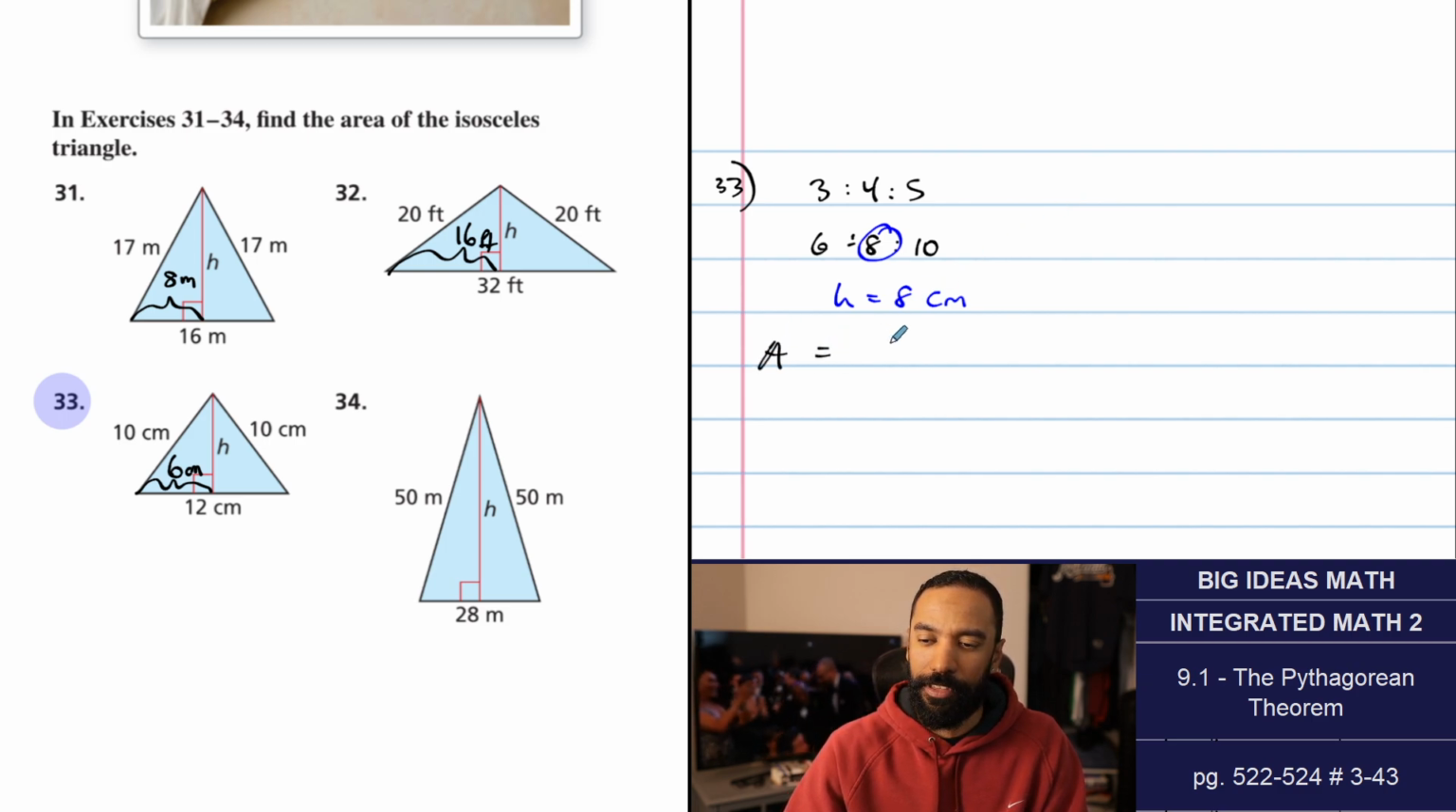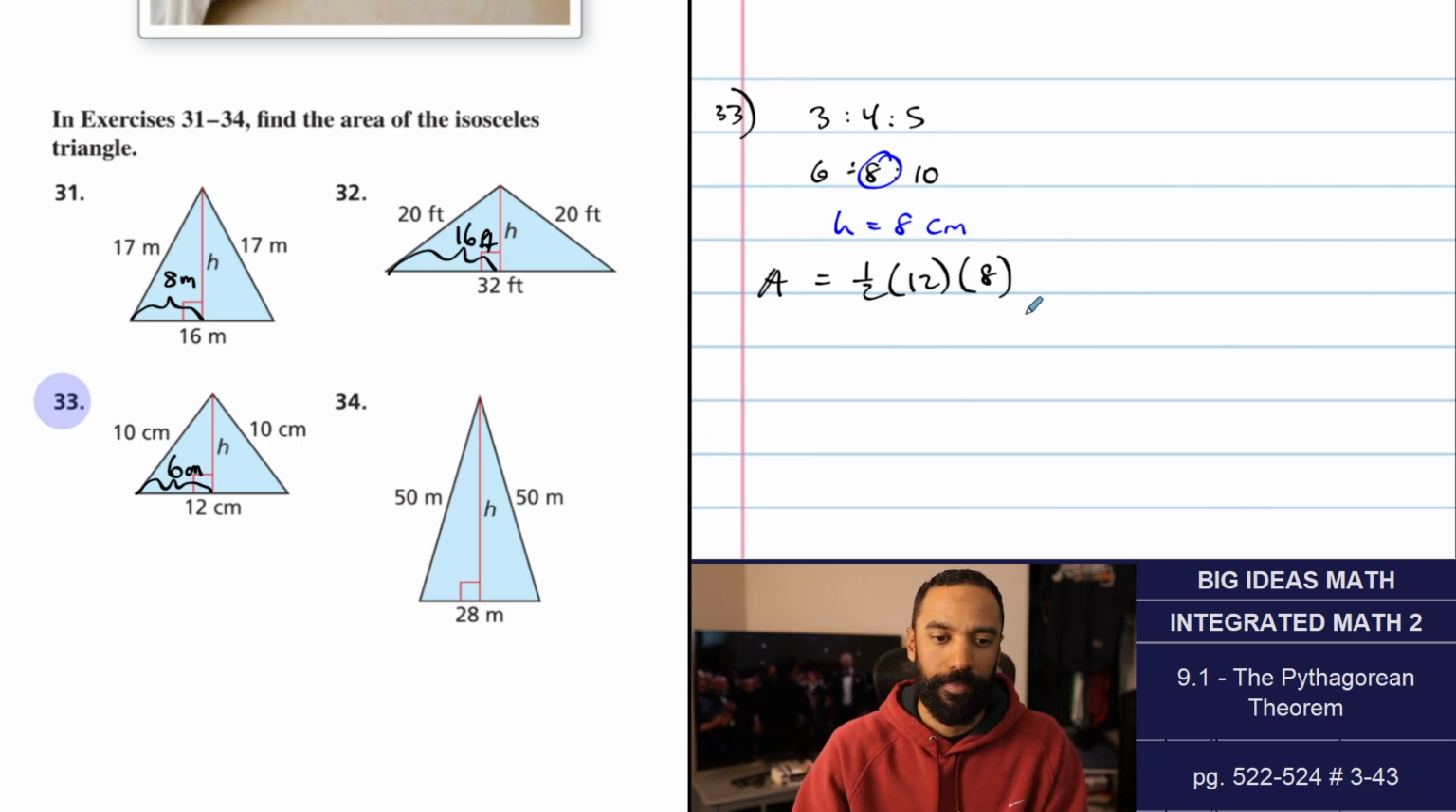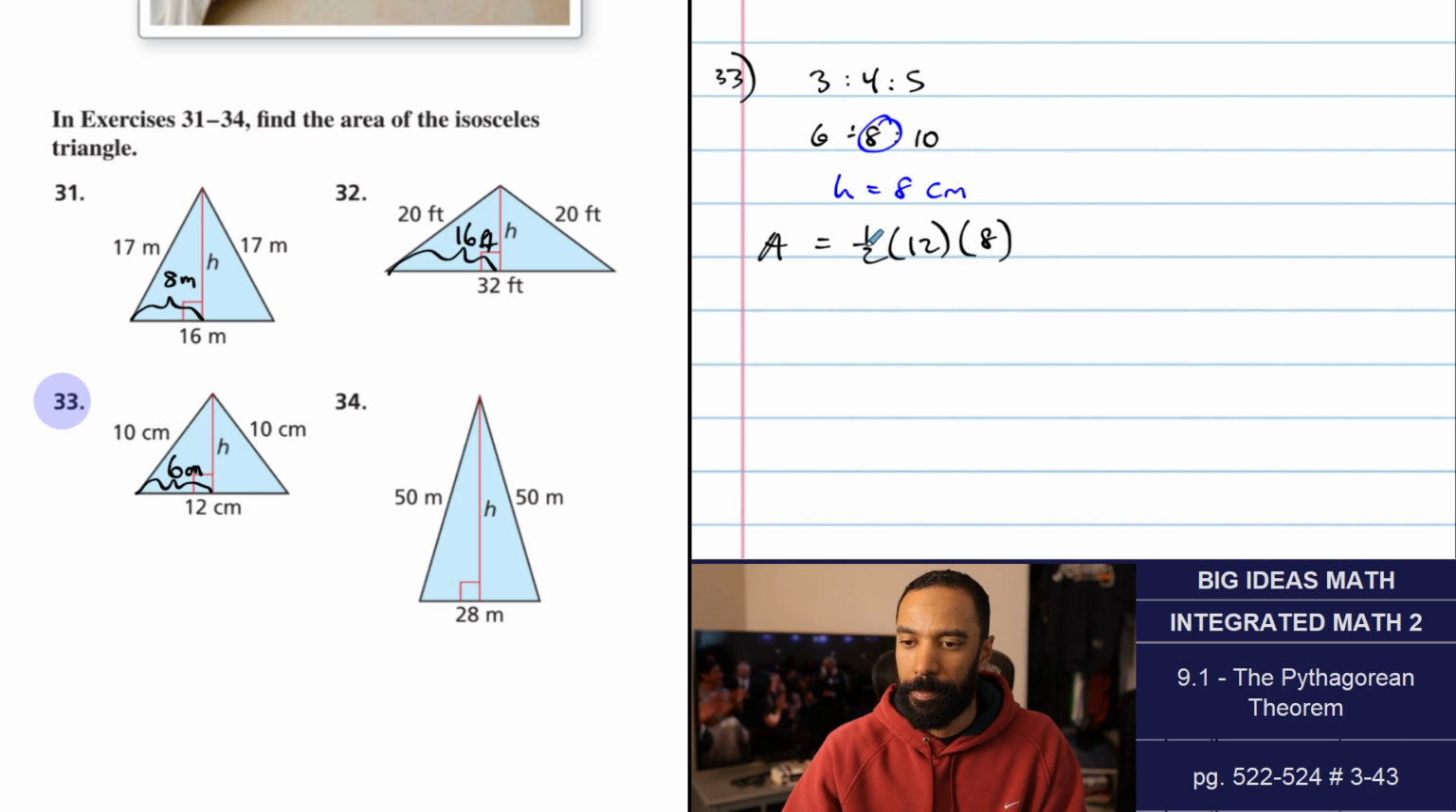The area of this triangle is 1/2 that original base of 12 times the new height of 8. Half of 12 is 6, and 6 times 8 is 48. We get 48 square centimeters.